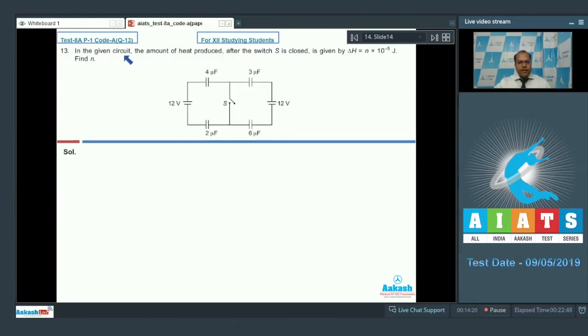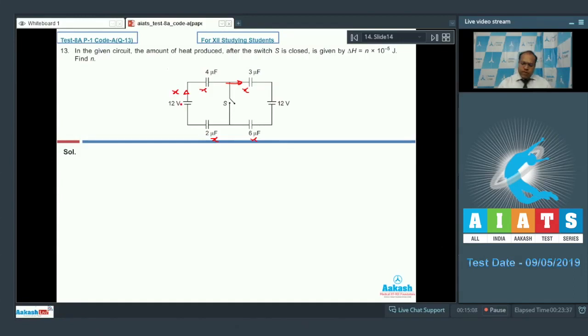In question number 13, in the given circuit, the amount of heat produced after the switch S is closed is given by this expression. We have to find the value of n. So let x be the charge given by this battery, then x amount of charge comes on this capacitor, then this will move in this direction, x amount of charge will come on this capacitor, x amount of charge will come on this capacitor, x amount of charge will come on this capacitor, and x charge goes back to the battery.